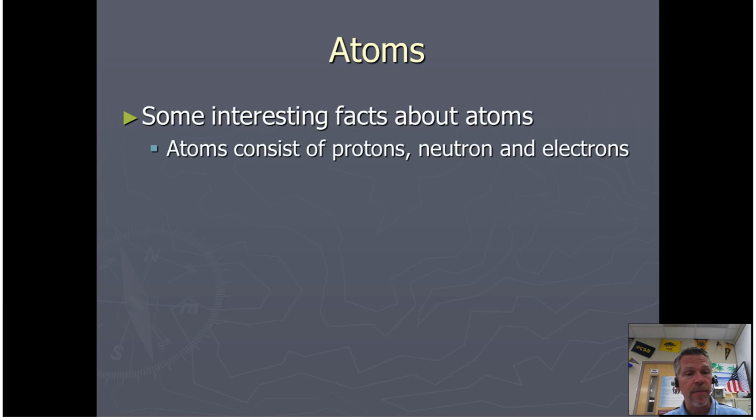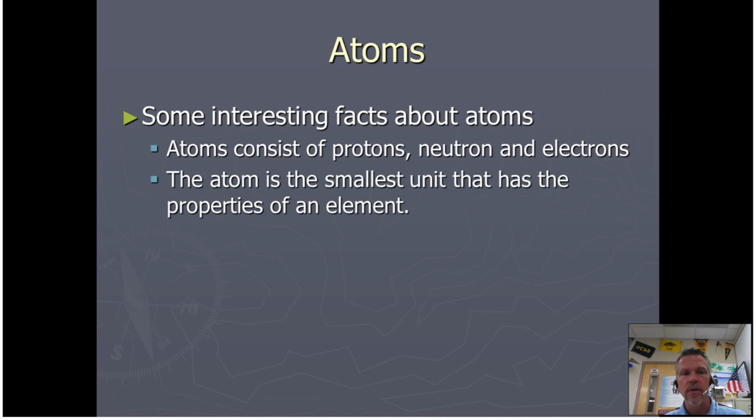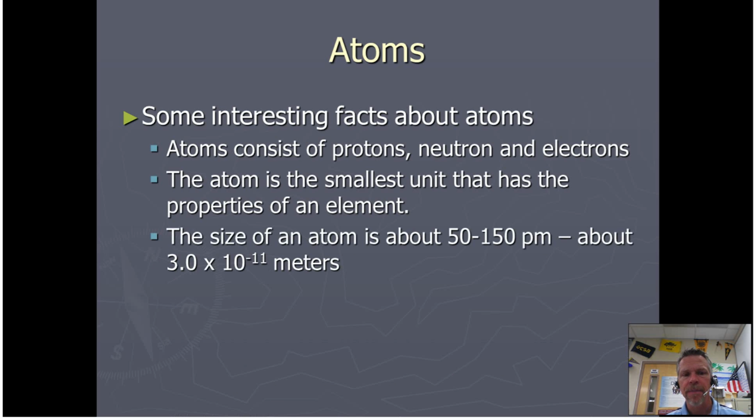Here are some interesting facts about atoms, as we should know by now, since you took physical science in middle school. You should know that the atom is made up of a proton, a neutron, and electrons. Those are the three subatomic particles. The atom is the smallest unit of matter that has the properties of the element we're discussing. So you can't take a copper atom and take it apart into its protons and neutrons and still have copper. At that point, all you have are protons and neutrons.